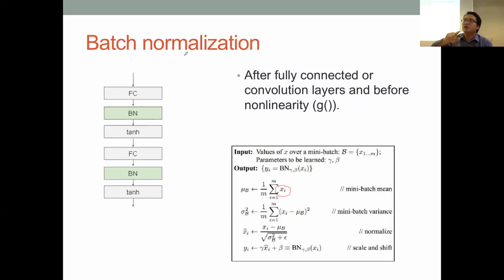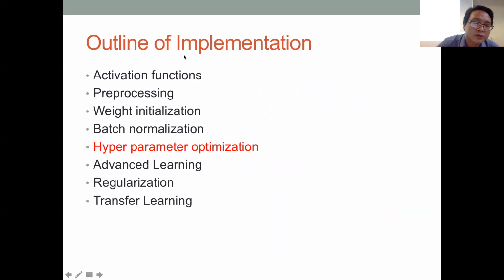Otherwise, it's not only about the accuracy. It's more about the convergence speed. If you do the normalization here, because you scale the gradient very well, then you can converge much faster. Much faster. So basically the hyperparameter optimization.